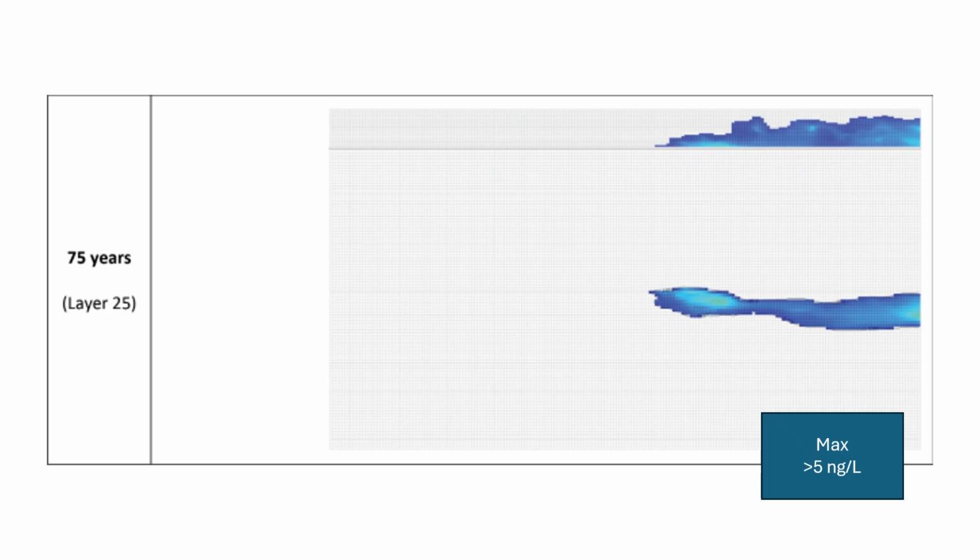Here, after 75 years, the source is no longer attached to the plume, but remediation is still continuing. Here, the max concentration is less than 5 nanograms per liter, and the plume is still over 1,100 meters away, beyond the model boundaries.